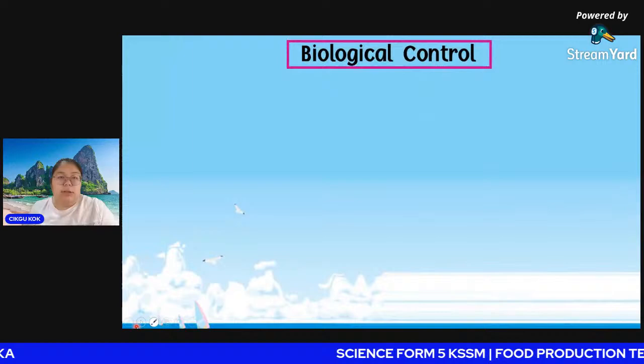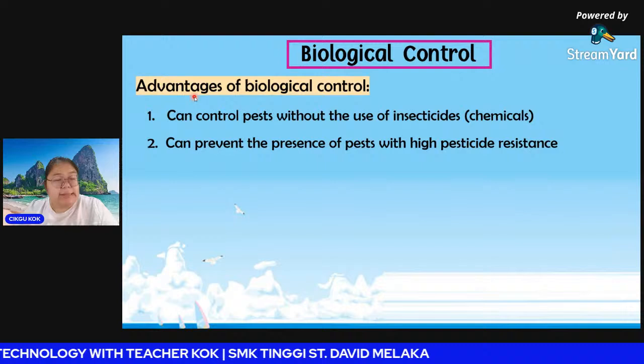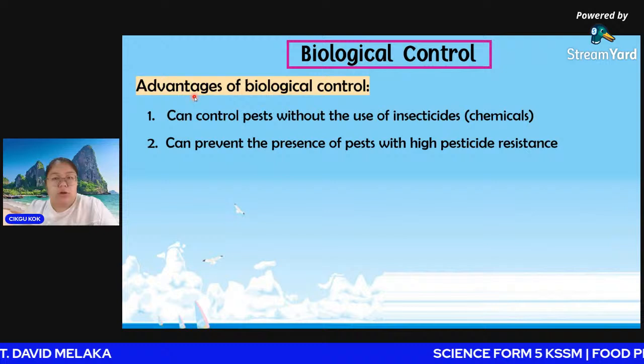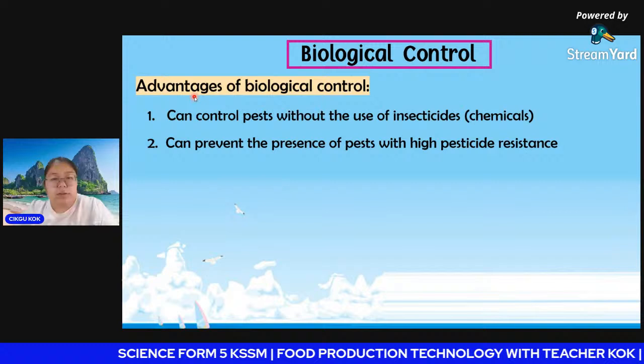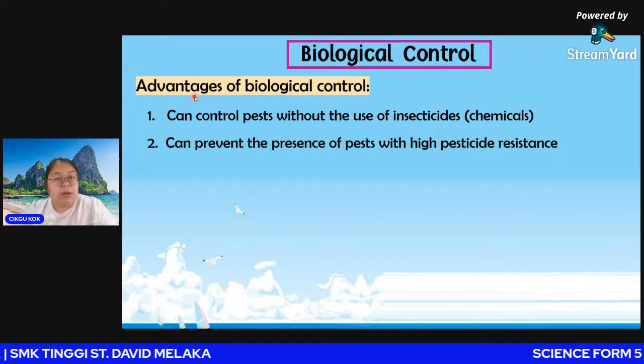Okay, now we're going to see biological control. First one, advantage. If we're using biological control, we can control the pests without the use of insecticide. We no need to use insecticides. No need to use chemical things. Number two, we can prevent the presence of pests with high pesticide resistance. Prevent the rats, prevent the grasshoppers. Later I will show you what biological control is. That means we're using the natural way, with no need to spray chemical things.